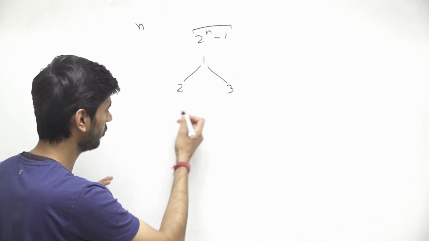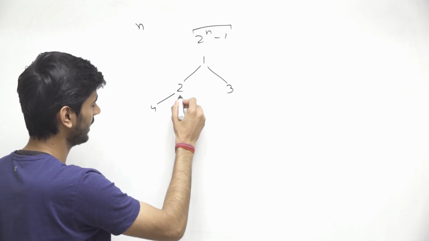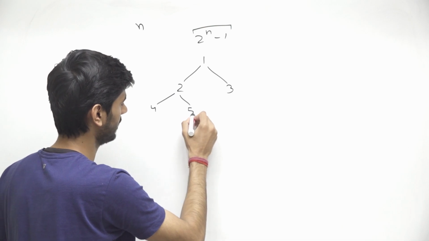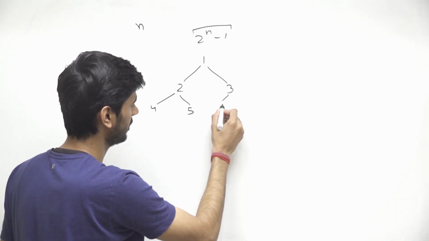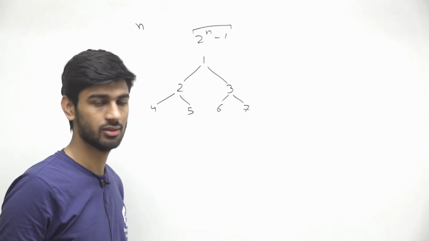If we build one more level, then the left child of 2 will be 2 times 2, which is 4, and the right child will be 2 times 2 plus 1, which is 5. The left child of 3 will be 2 times 3, which is 6, and the right child is 2 times 3 plus 1, which is 7. And so on, we can build the tree further.